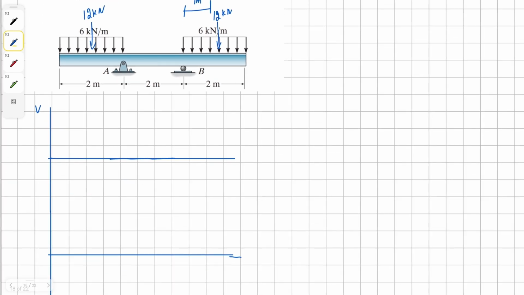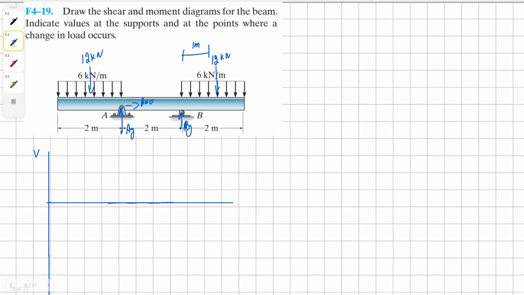Okay, and now we can find our external reaction forces. Ax in this case is 0, vertical at A is unknown, and vertical at B is as well. Now we can solve for our external reaction forces. First of all, we can take a moment about the point B to find a solution for AY.